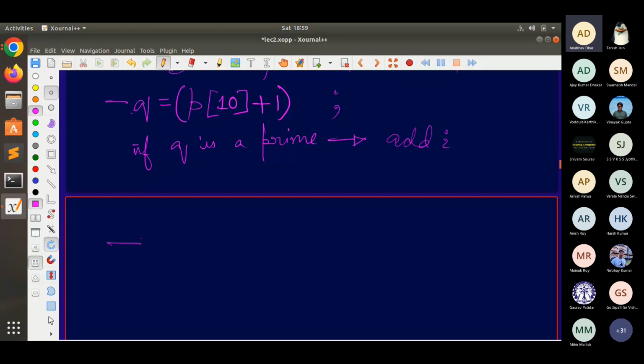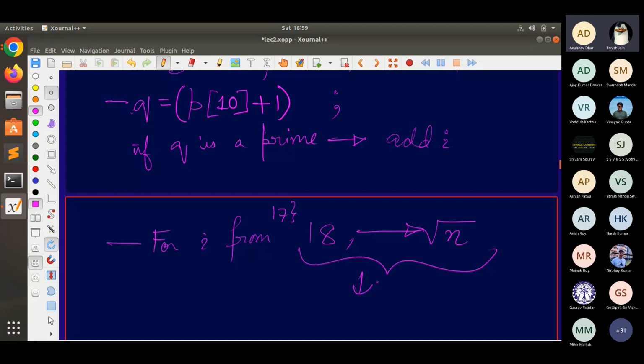So for each i from, let's say, 17, 18, I think 17 is the time. Maybe up to 17 you can compute all the primes. And then you run up to root n. For each of these numbers, you check if it is a prime. Once we calculate q, we start from q plus 1. So basically, if this is q, you see that this is not a prime. Okay, so you move on to 19. You check q. Then you see this is a prime. Like this, right?